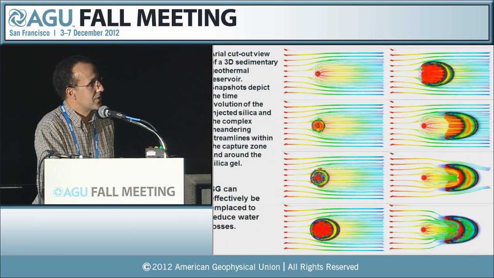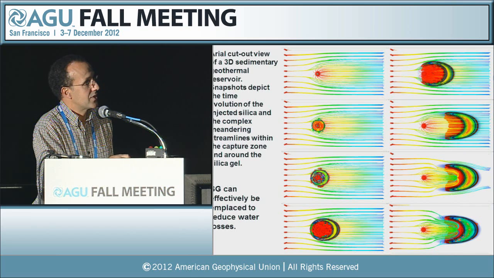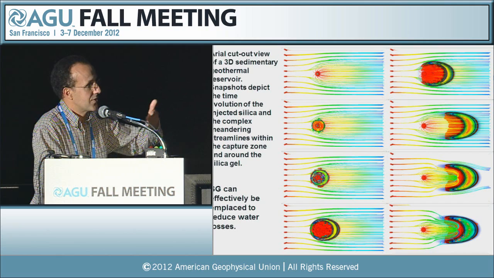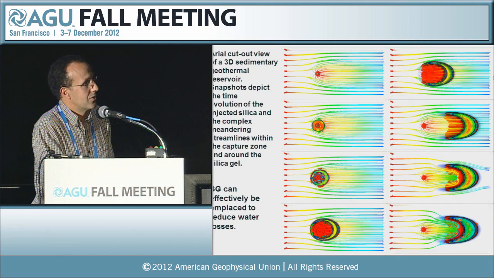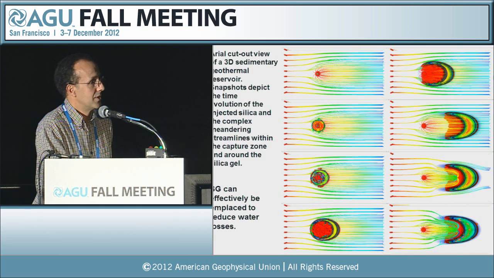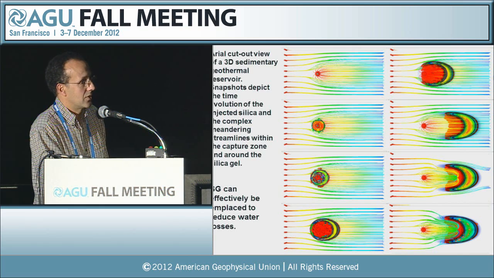Here's an aerial view of the streamlines. So there is no extraction. There is no extraction development. So this is a 3D view. There's the shell where the silica is. And then after a while, it starts gelling. You extract, and there's the diversion of the streamlines, and you capture even more hot water.